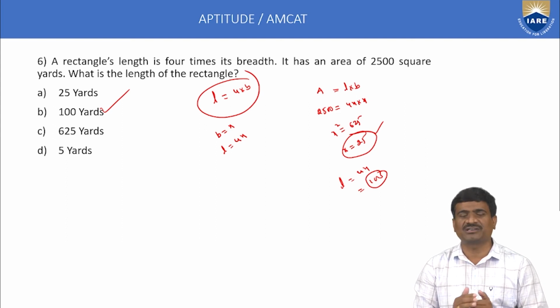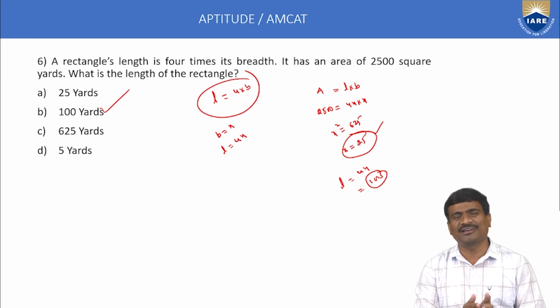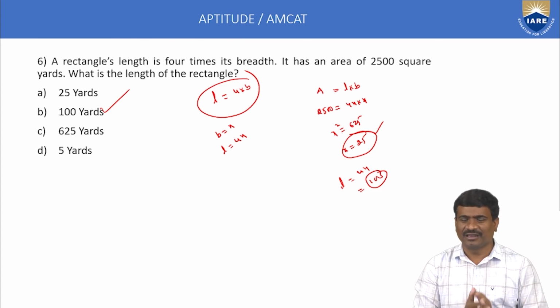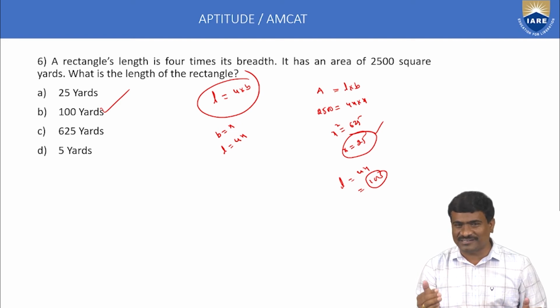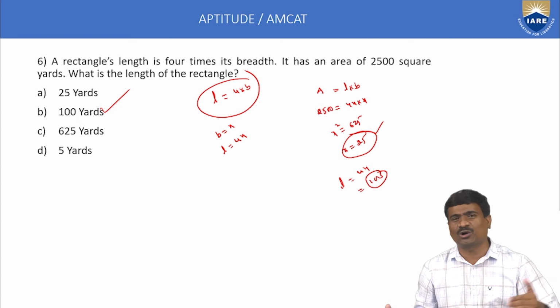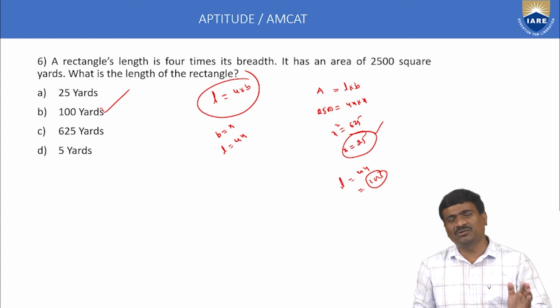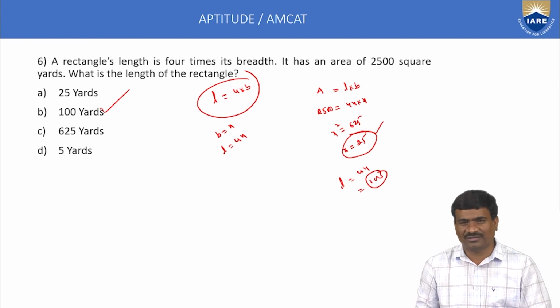Similarly, the square concept: all sides are equal and each angle is 90 degrees. The area of a square is equal to A into A. Length is equal to A because all sides are equal, so length is equal to breadth. A into A is equal to A square.